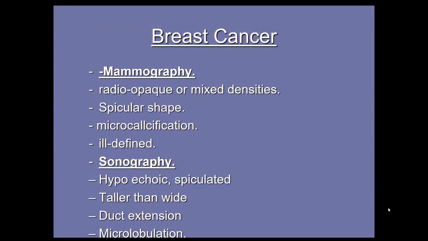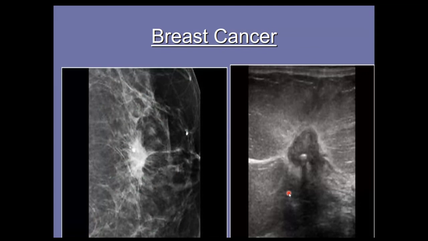So, in mammography, what do we see? We see a radiopaque mass of mixed densities. The margins will be spiculated. There will be microcalcification. The mass will be ill-defined. On ultrasound, the mass will be hypoechoic, and the mass will be taller than wide. You can see the depth and microlobulation.